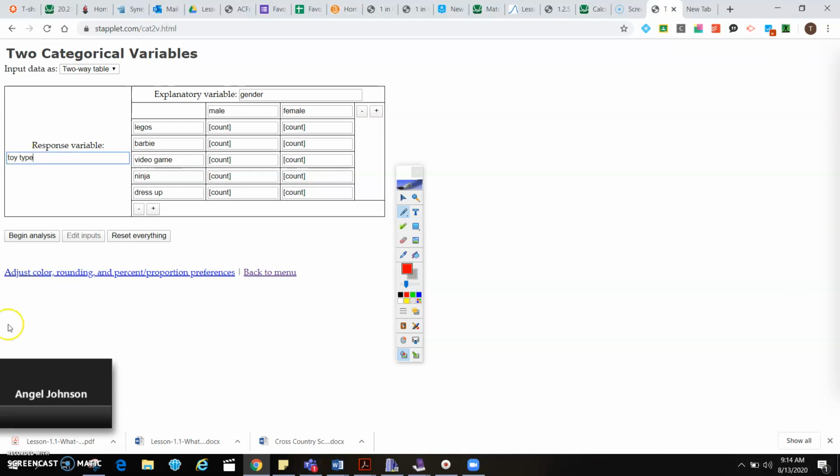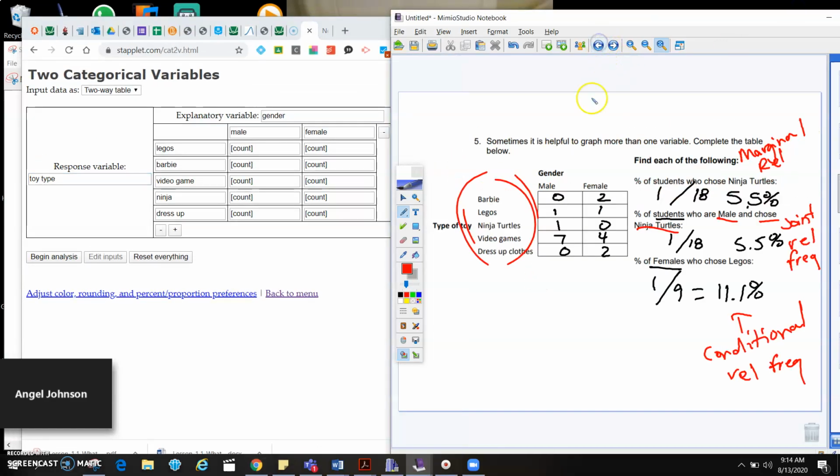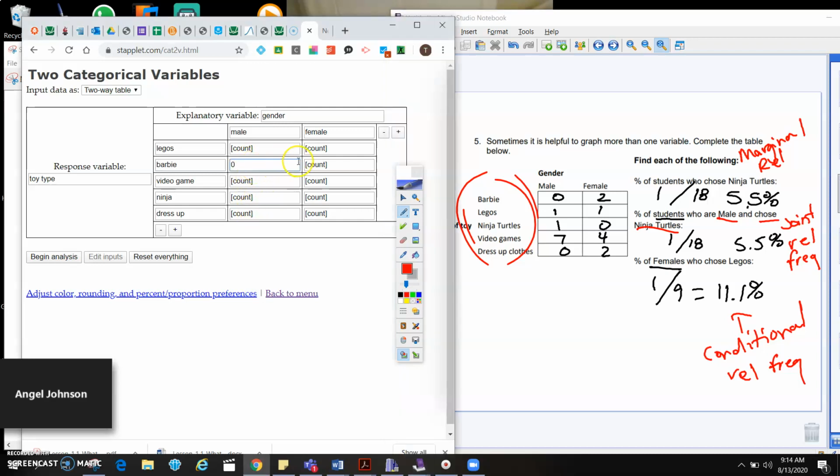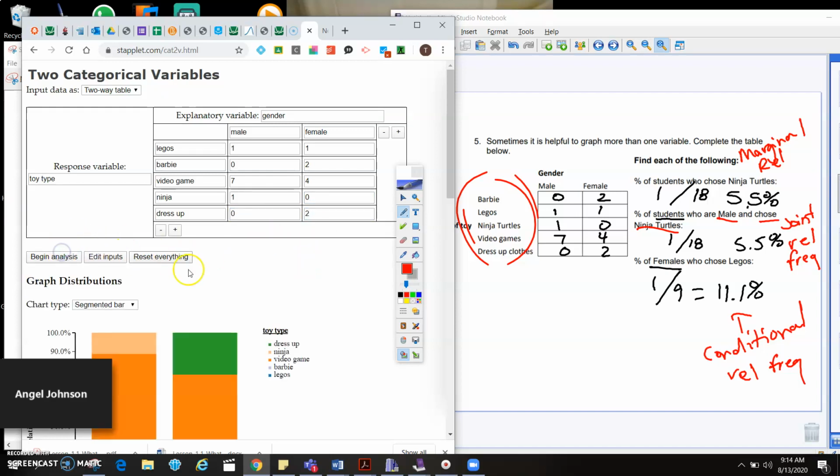Okay, and then we're going to put in our numbers for this, and we're going to use number 5 in order to do that. So we're going to go back to our little chart, and we've got 0 guys, 2 girls for Barbie, 1 and 1 for Legos. Video games, we've got 7 and 4. Ninja Turtles, we got 1 and 0. And dress up, we got 0 and 2. And then we're going to begin analysis.